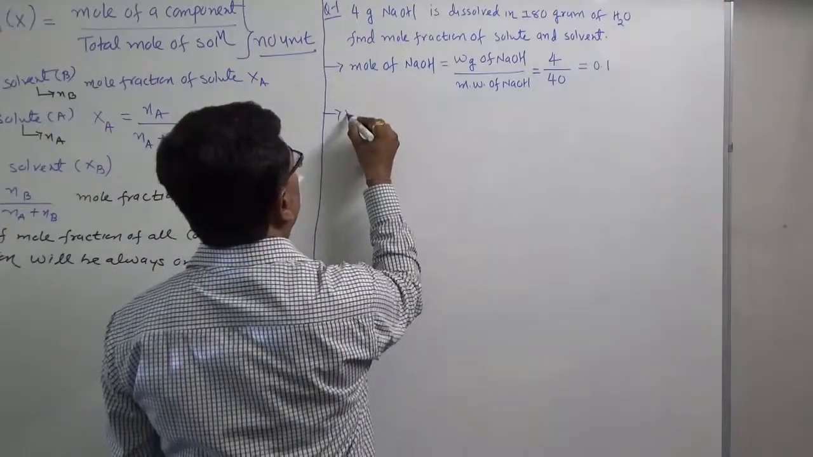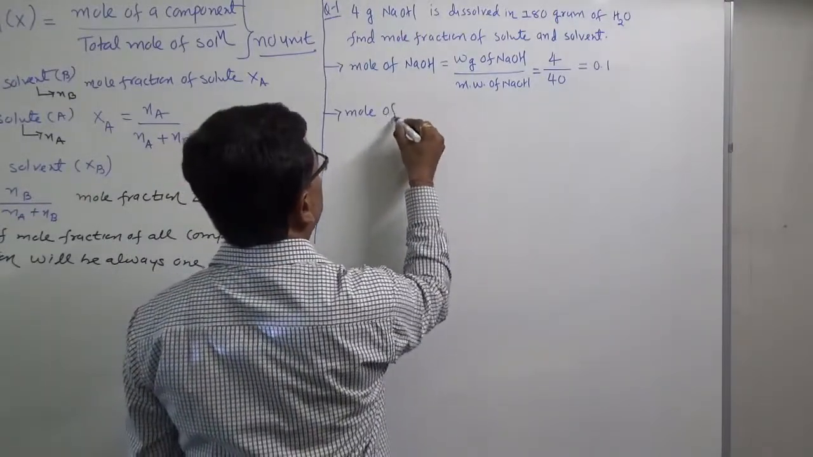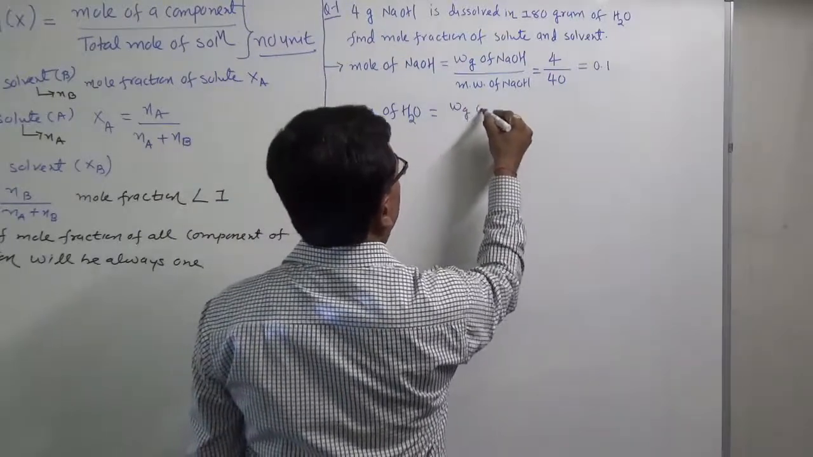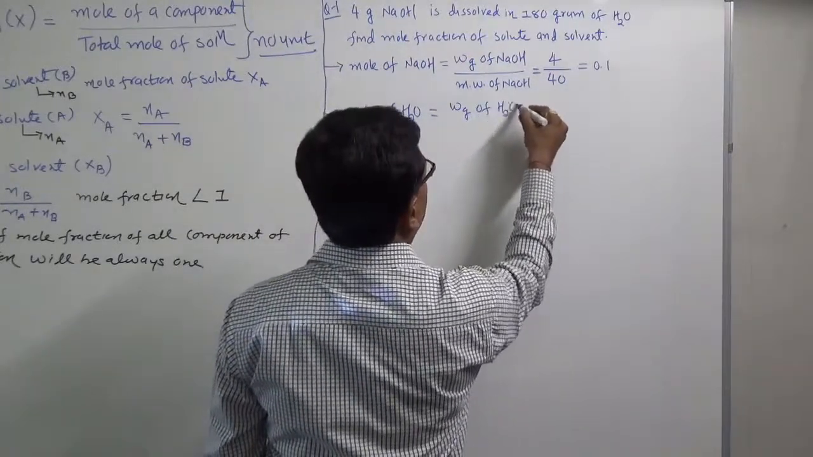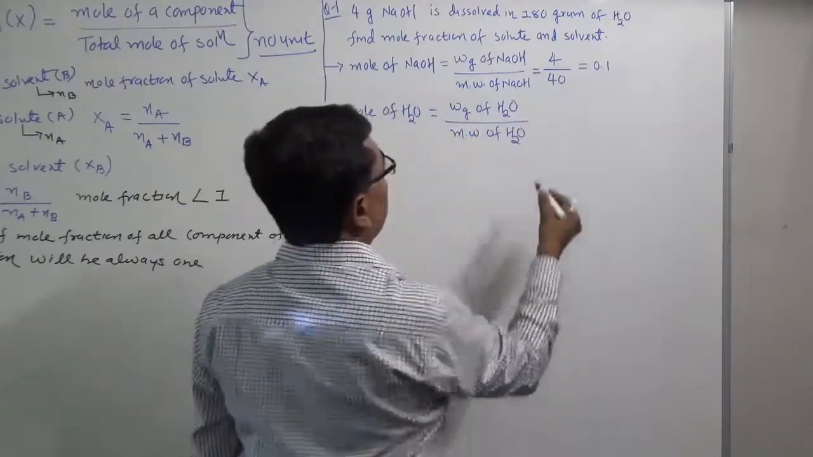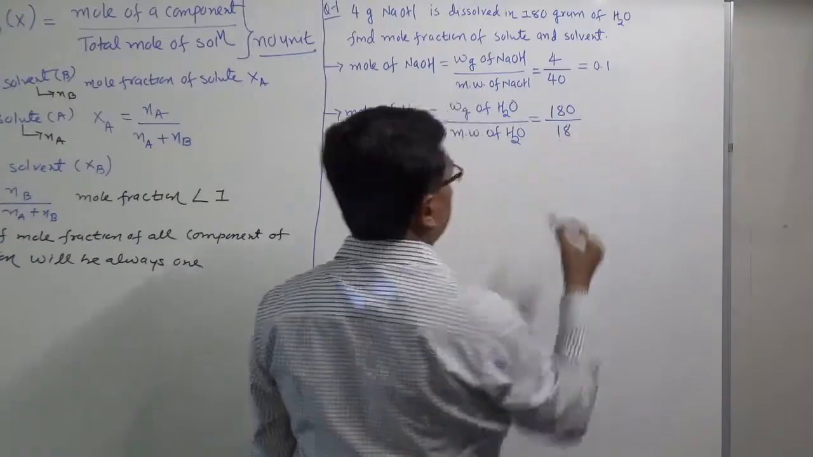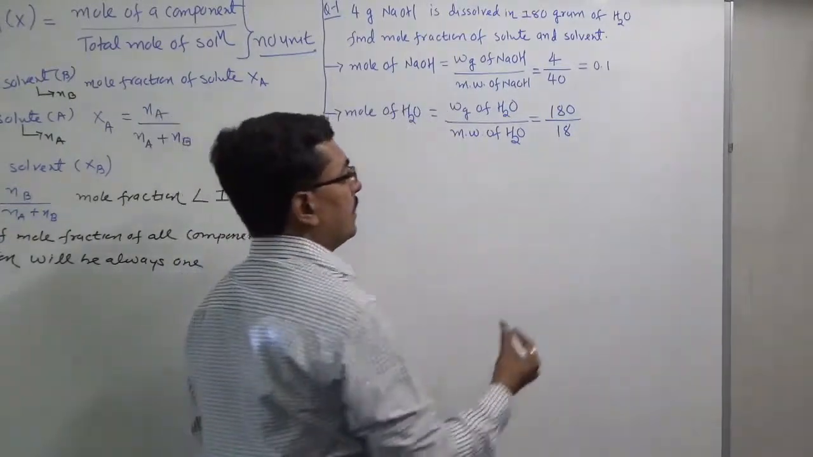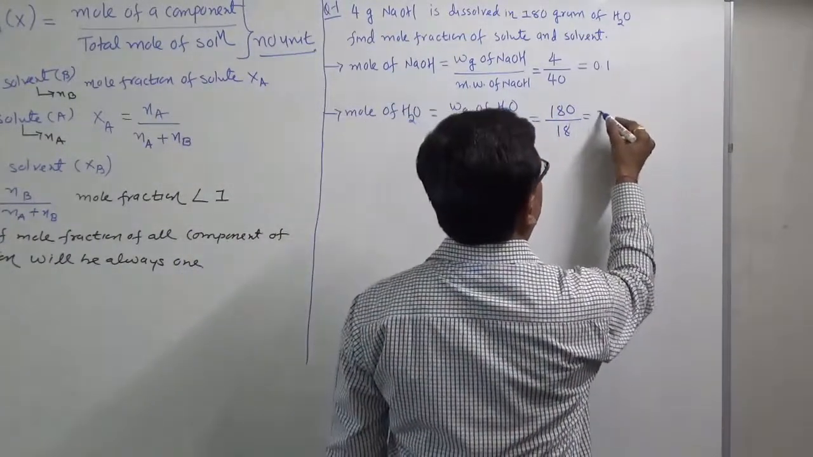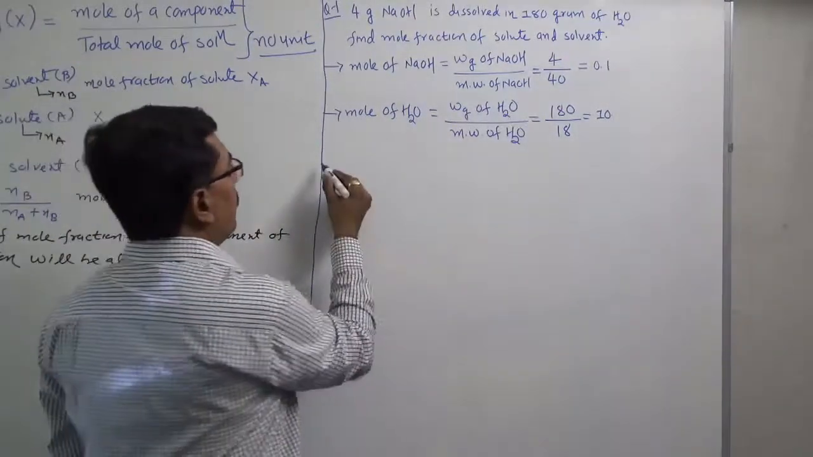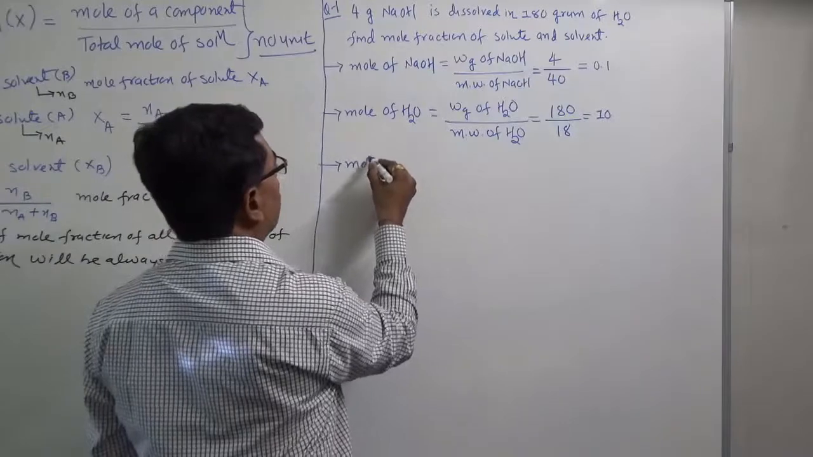Now the mole of water we can find by using the same method. Mole of water equals weight in gram of water divided by molecular weight of water. Now the weight in gram of water is 180 and we know the molecular weight of water is 18. 180 divided by 18, so you will get 10. So now the mole of water is 10. Now we can find the mole of solution.